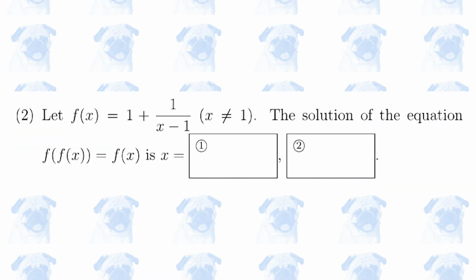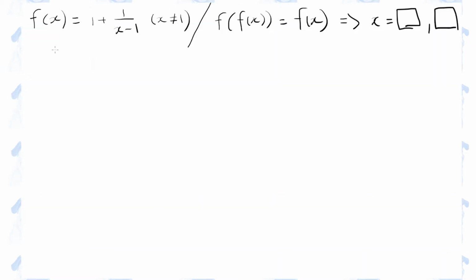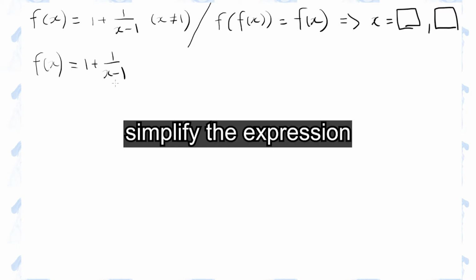Section 1, Number 2. In this question, we are given a function f of x equals 1 plus 1 over x minus 1, and we need to solve this equation, f of x equals f inverse of x. What we need to do first is to rewrite this expression by combining these two terms into only one term.